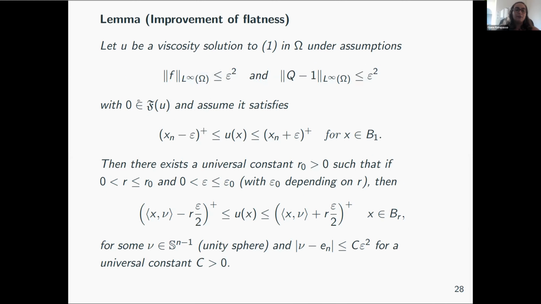with 0 in the free boundary, if you assume that this happens, then there exist universal constants r0 such that if r is small and epsilon is less than or equal to epsilon 0, where this epsilon 0 depends on the radius of the ball, then this happens, where this ν_i is in the unit sphere, and ν_i minus the vector e_n is less than or equal to C epsilon squared.